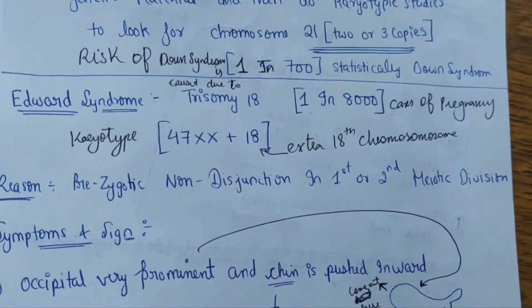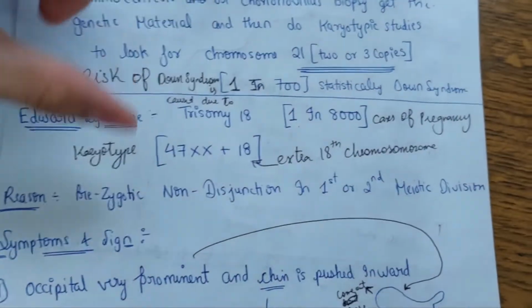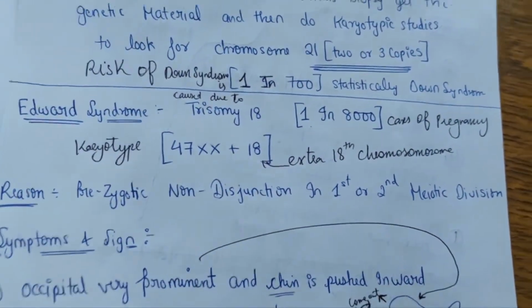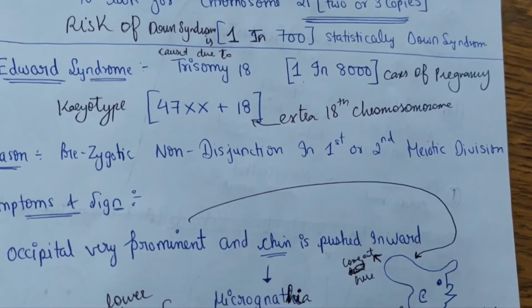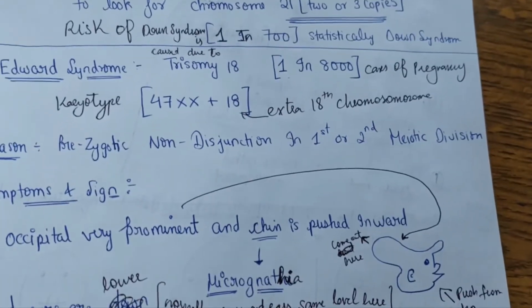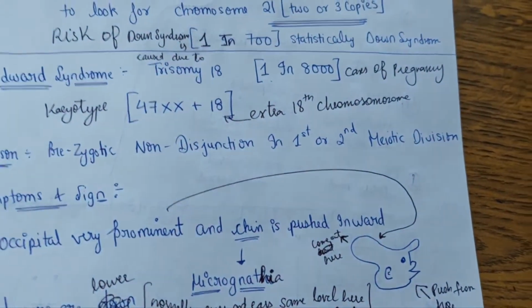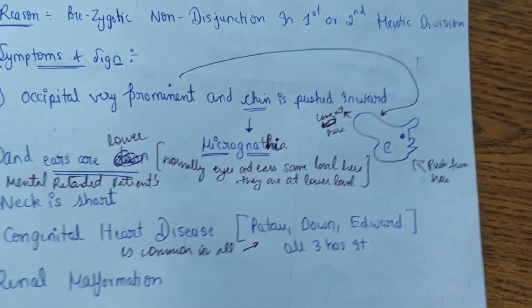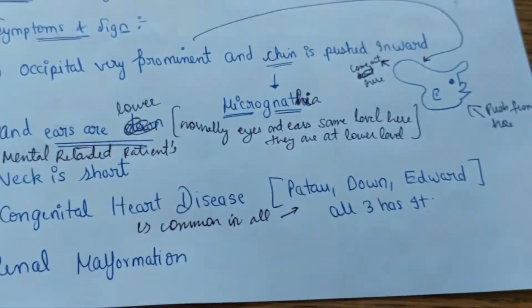The reason can be pre-zygotic, due to non-disjunction during the first or second meiotic division. So in Edwards syndrome, the problem can be with either oogenesis or spermatogenesis, that is, in the pre-zygotic stage. Non-disjunction can be in either the first or second meiotic division. An important thing to remember: Edwards syndrome can occur in both males and females, but it is more prevalent in females.